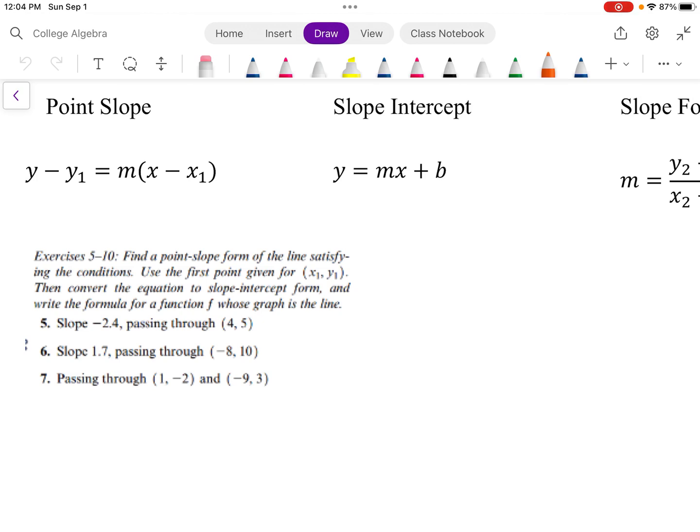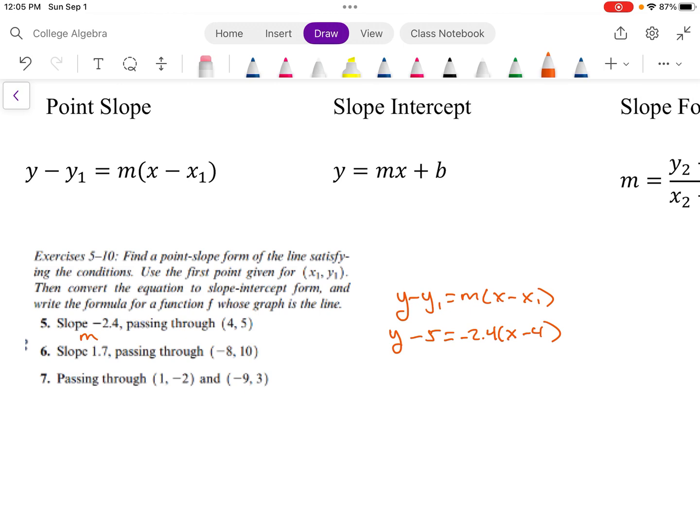Point slope form, I have it up here. It's y minus y1 equals m times x minus x1. They give me a slope, so they tell me what m is. We're going to fill in the equation, starting with y minus y1 equals m times x minus x1 in each case. So y minus 5, our y1, equals our slope of negative 2.4 times x minus 4. And there's our point slope form. That's all they want. They don't want you to do any simplifying. They just want you to plug in the values and stop.